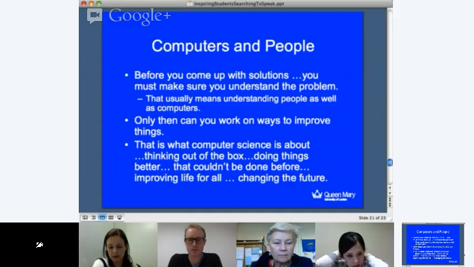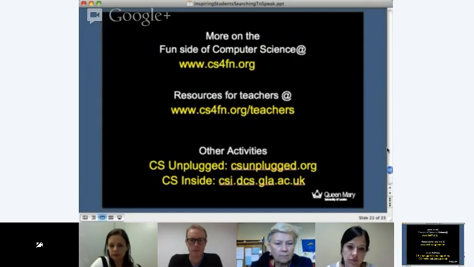But the backstory of that is actually these computational thinking ideas of using things that we know about as a way of solving problems. We sometimes know the answer, we just pull a solution from elsewhere, and we've got a solution to a new problem, is one of the things that computer scientists do. But ultimately, computer science is sort of thinking out of the box. It's all about doing things better, doing things that couldn't be done before, about improving life for people and ultimately changing the future. And that's basically what the message of that story is.